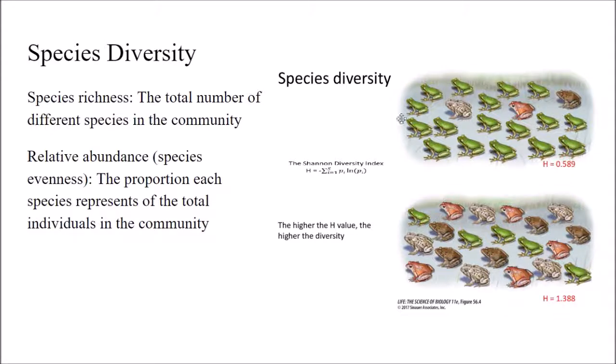So despite the fact that there's similar richness, this one has a little bit more evenly distributed individual species within the population, and therefore a higher H value. The higher the H value, the higher the diversity. So this is something to keep in mind, because richness and evenness aren't necessarily the same between different ecosystems.